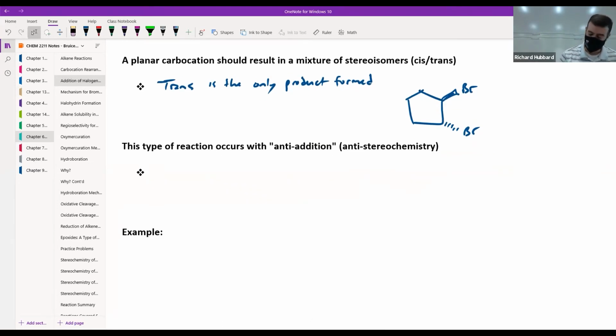We call this anti-addition, meaning that one of our components, one of our bromines, adds to one face while the other adds to the opposite face. They add anti to one another, and we end up with anti-stereochemistry. So bromine adds to opposite faces of the molecule.